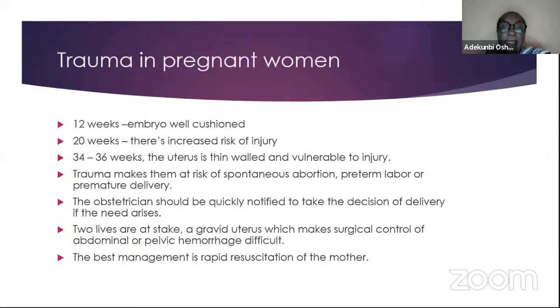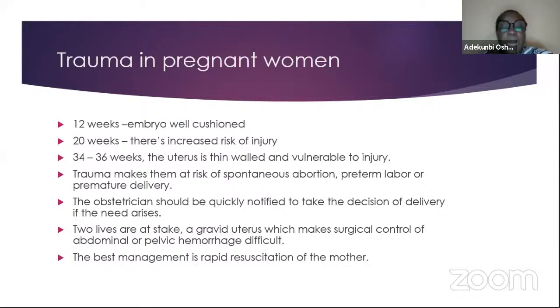In this patient, as I said, the management of the polytraumatized is multidisciplinary. In this patient, they require the obstetrician being involved. And remember that in this case, there are 2 lives at stake. And the gravid uterus many times makes it difficult to assess and give proper surgical control. And even when they have pelvic fracture, hemorrhage is difficult to control in them because of the gravid uterus.